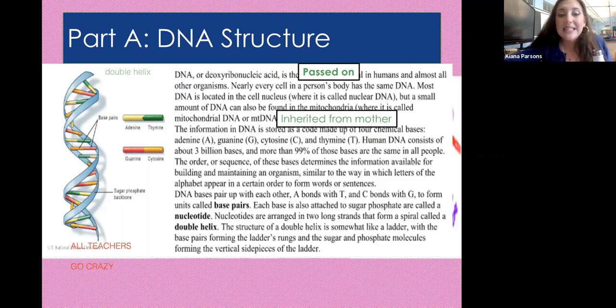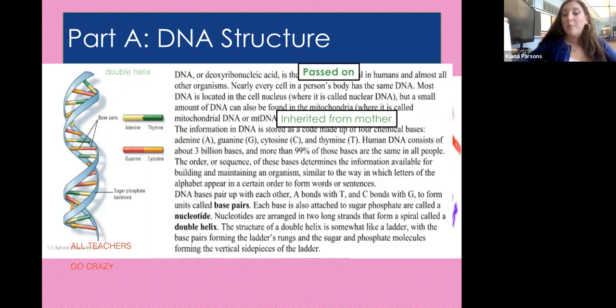Human DNA consists of about 3 billion bases, and more than 99% of those bases are the same in all people. So that 1% of variation matters a lot, right? People can be very different. The order or sequence of these bases determines the information available for building and maintaining an organism, similar to the way in which letters of the alphabet appear in a certain order to form words or sentences.